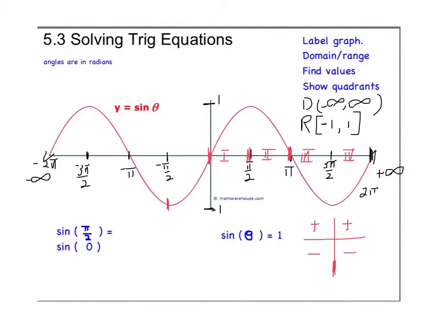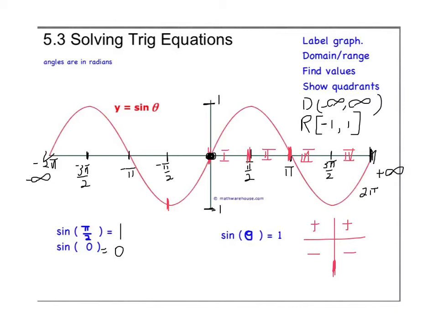So for instance, if I want to know what the sine of pi over 2 is, then I come here to pi over 2 and I look on the graph, and the graph is at 1. So the sine of pi over 2 is 1. Well, what's the sine of 0? Well, I go to my graph, and I see that where x is 0, sine is also 0.